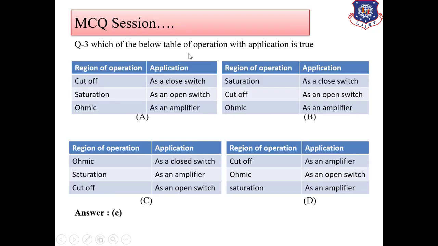Third one, this is the question, a match the following type. We have already studied in the first PPT that according to the region of operation we decide the particular application of the JFET. So this C answer is true, because in the ohmic region the JFET works as a closed switch, that means on switch. In cutoff, the JFET works as an open switch, that means off. And in saturation, the JFET works as an amplifier.